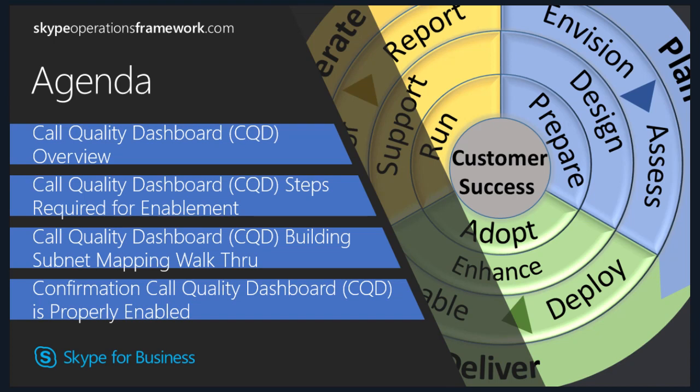Then as part of that, we'll walk through an example in the case of Contoso with some steps that may need to be referenced for how to properly define and configure CQD to best support your deployment. And then lastly, we'll walk through the confirmation steps necessary to ensure that CQD, or Call Quality Dashboard, has been properly deployed.